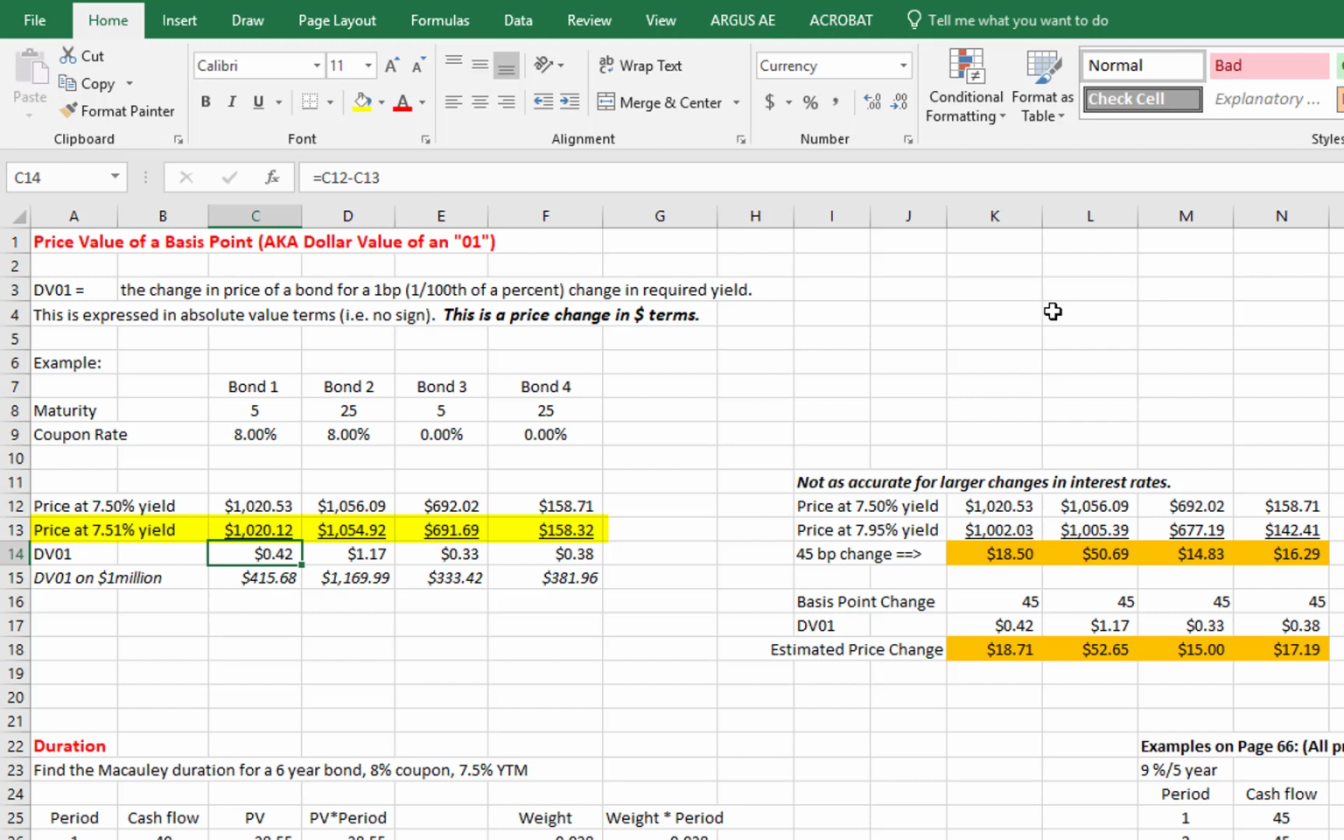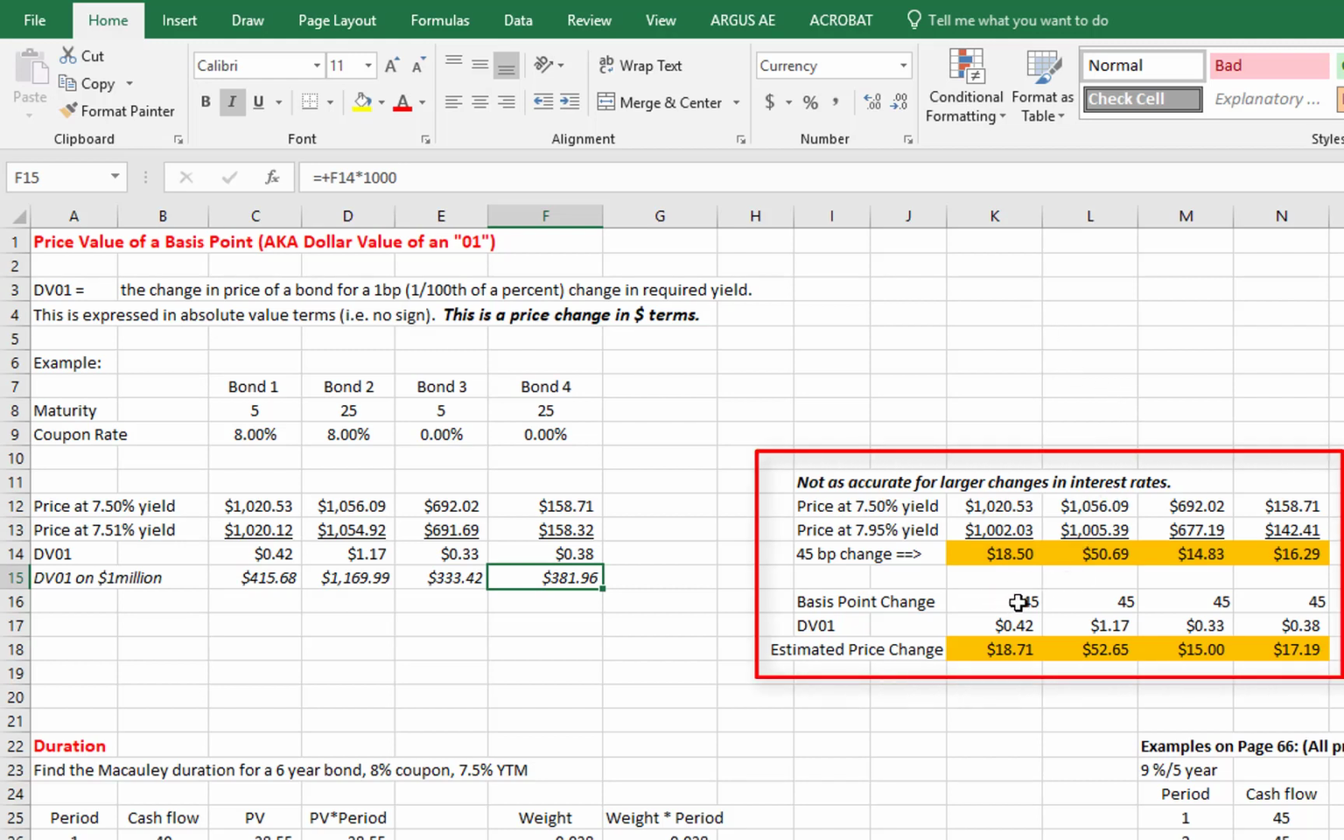So I've got a 42-cent DV01 for bond 1, $1.17 for bond 2, 33 cents for bond 3, and 38 cents for bond 4. Sometimes you'll see, and in Bloomberg in fact, you'll see for bonds the DV01 for a $1 million position in bonds. $1 million in face value, and so this is just going to be the DV01 times 1,000, because a regular bond has $1,000 face value. If you have 1,000 of those bonds, you've got a $1 million par value position. So a 1 basis point change would change your value of bonds by $415 in this case, etc., as we look across the columns there. So that's for a 1 basis point change.